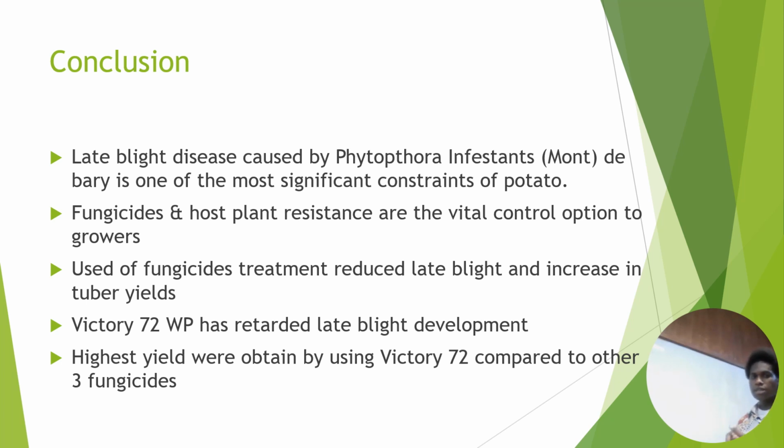As already stated, we have identified from the paper that Victory 72 WP is specifically mentioned as a fungicide that has been shown to retard the development of late blight. This means that Victory 72 WP has been tested and found to be an effective treatment for preventing or slowing down the growth of potato late blight on potato plants.